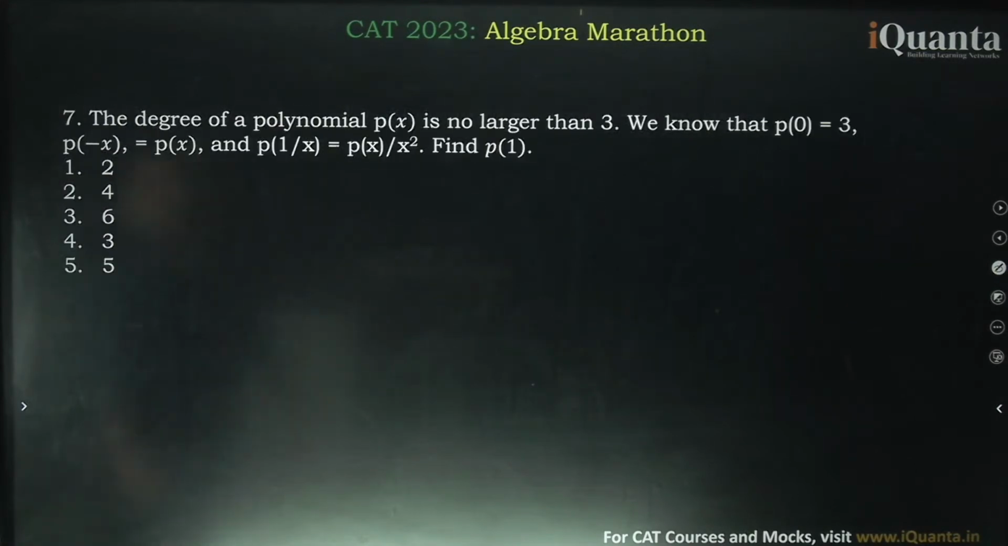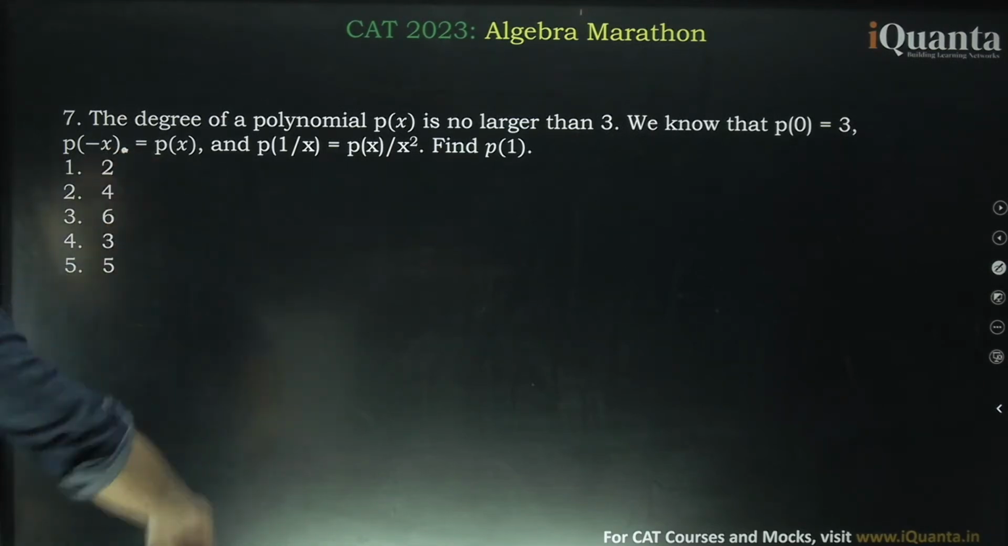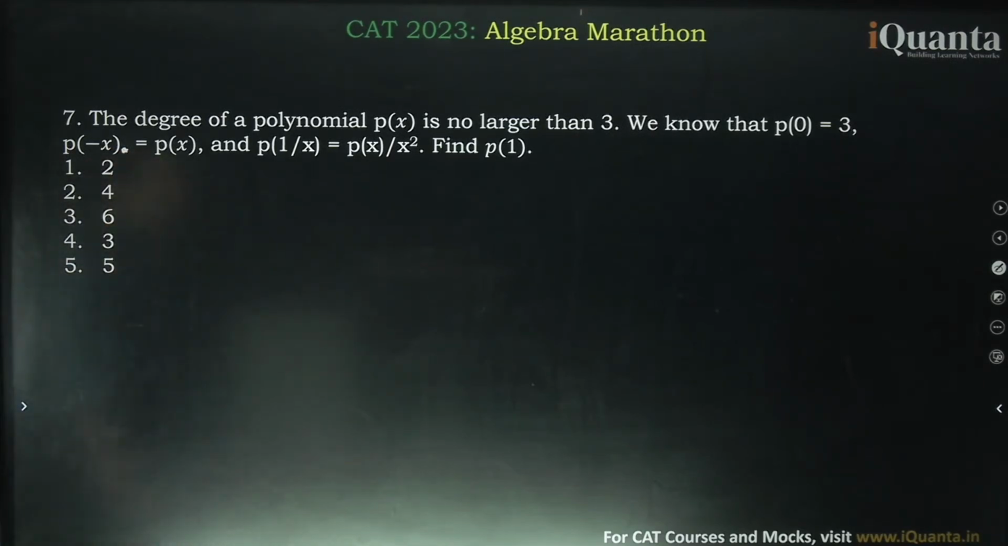ठीक है. Coming to next question. Oh, degree of a polynomial px is no larger than 3. We know that p0 is equal to 3. P of minus x is equal to px and p1 by x is equal to px by x square. Find p1.